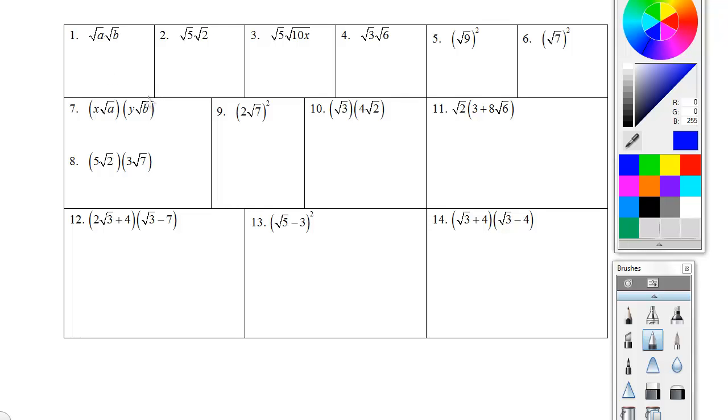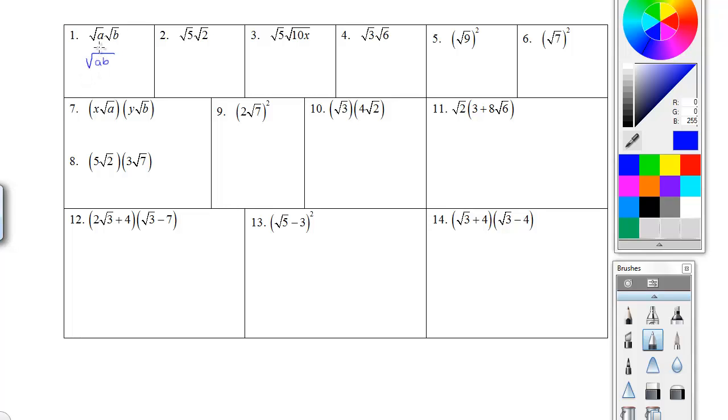This video is on multiplying radicals, and you should follow along and copy down the work onto your notes just like we would do in class. So this first one is kind of like a formula. If you have the square root of a times the square root of b, you can multiply the numbers underneath the radical. So this problem would simplify to the square root of ab.